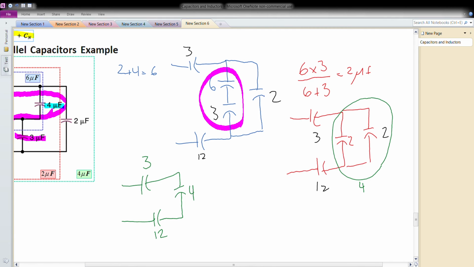And then if you add all of them up in parallel, your C equivalent will be equal to 1 over 4 plus 1 over 3 plus 1 over 12, and then you flip that. If you add all of that up, it will be equal to 3 over 2 microfarads. That's all there is to that.